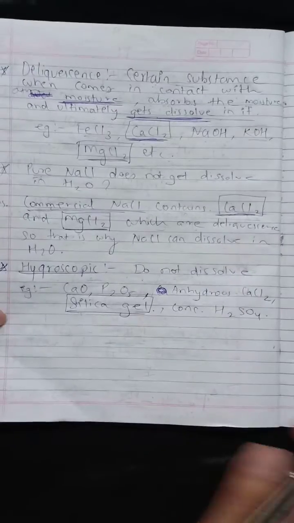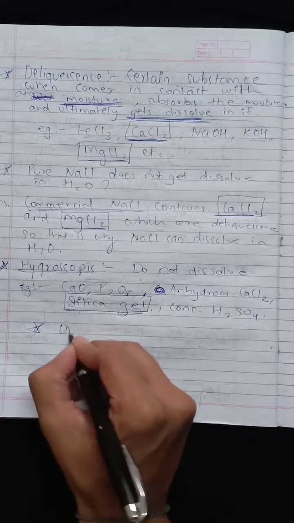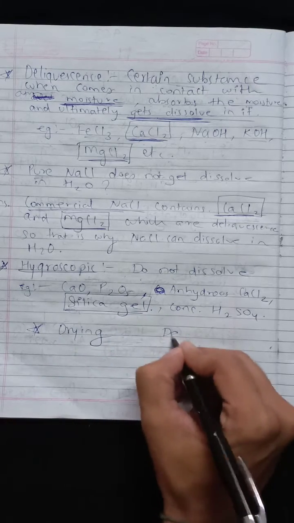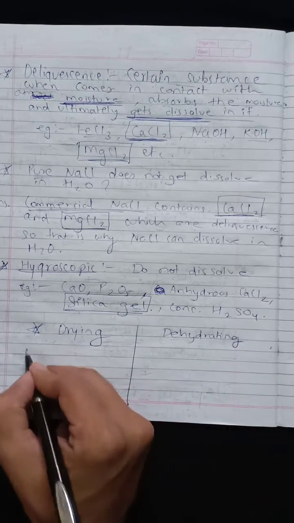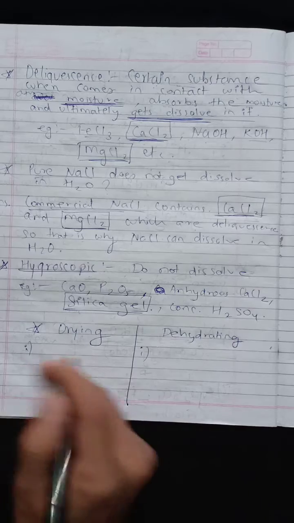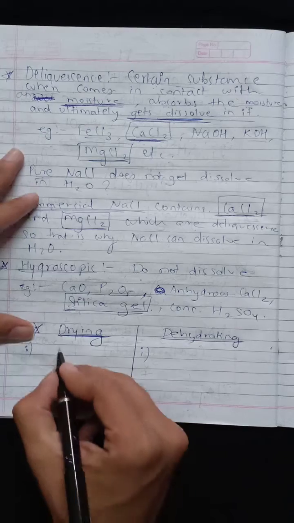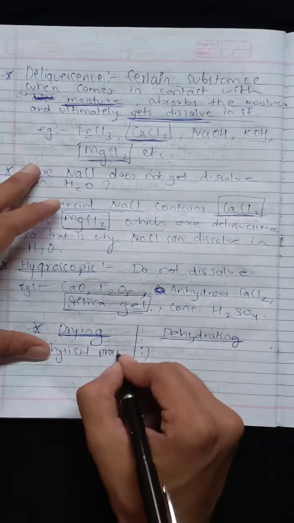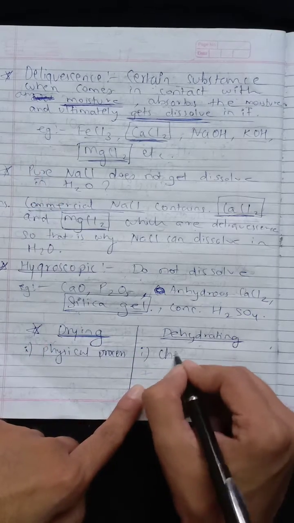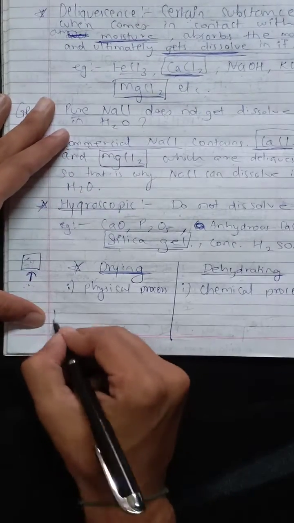Now two more topics and that's it. The topic is ended. Drying versus dehydrating agent. See, drying and dehydrating look similar only, but according to me, drying is considered to be a physical process and dehydrating is considered to be a chemical process. Why? See, let's take an example.